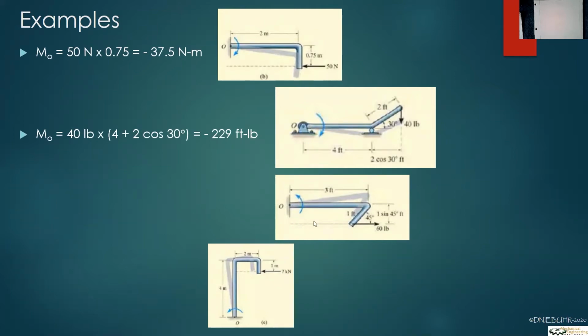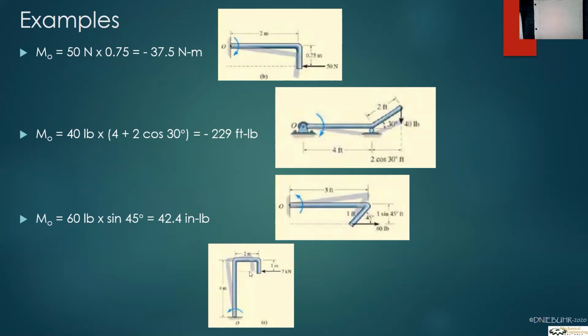Oh, got the answers too quick, sorry. This next one is similar, 60 pounds. Again, we only care about the perpendicular distance, so it's going to be 60 times 1 sine 45. And so 42.4. And then the last one. This one is positive because it's counterclockwise. This one is also going to be counterclockwise.